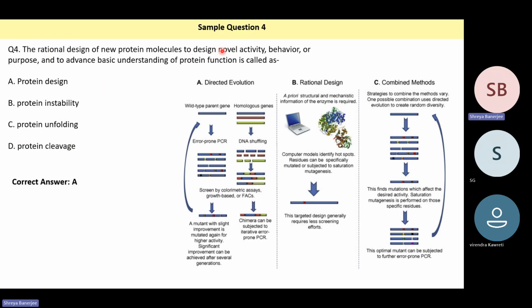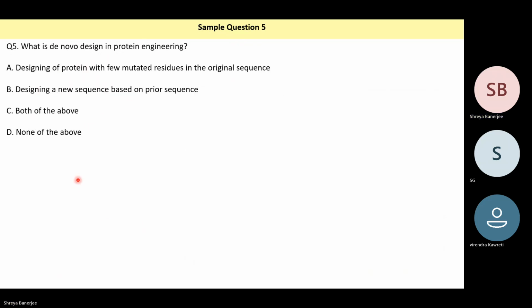So the rational design of new protein is generally done to design a new mutated protein which has a completely different activity or improved activity to the native protein. So these are all part of protein design, and they can be which is option A, and there can be different methods of protein design like directed evolution, rational design, or methods which combine the different methods. So that is all about protein design. That is option A. The next question is asking, what is de novo design in protein engineering?